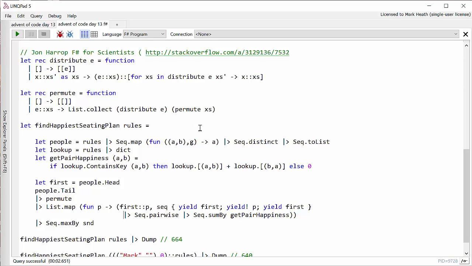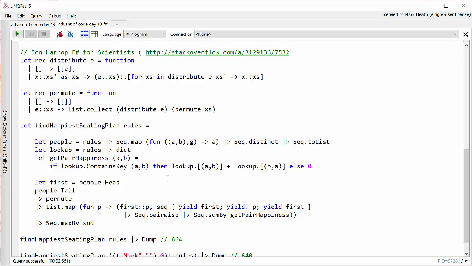So what do we do in this method? Well, we start off by getting all the distinct people. That's the same as we did with C#. We're just looking through the rules and picking out distinct names and putting them into a list. Then the lookup is nice and easy. We just take those rules and put them into a dict, and we can do that nice and simply because they're already tuples of key to value. And this dictionary, unlike the C# version, is keyed on a tuple because it's much easier to do that in F#.